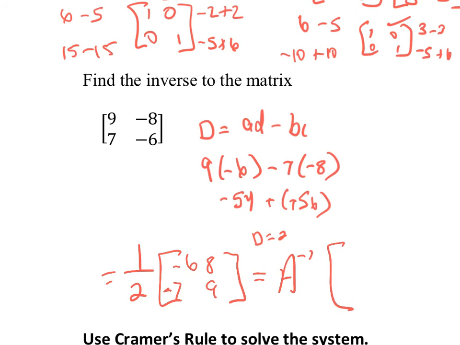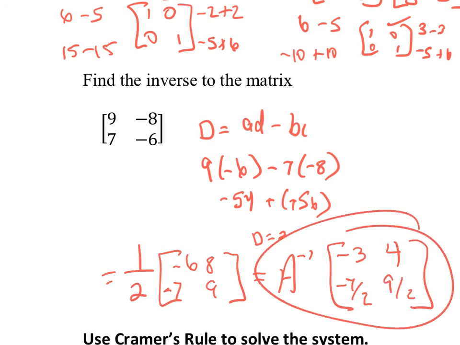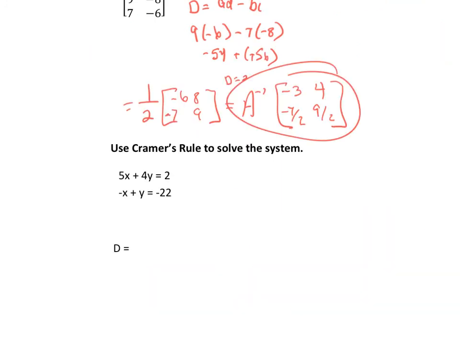So I have negative 6 divided by 2 is negative 3. 8 divided by 2 is 4. Negative 7 divided by 2, we can just leave as negative 7/2. And then 9 divided by 2, we can leave as 9/2. And there's our inverse. Okay, so here, guys, we're going to just use Cramer's rule to solve.